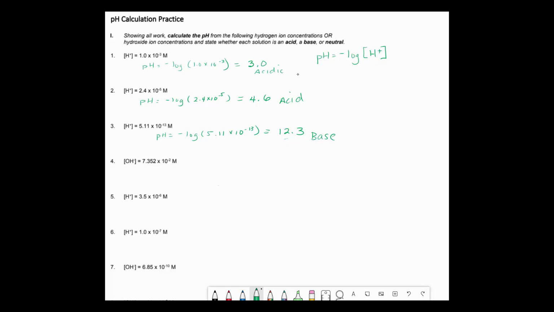So what we're doing is defining that when the pH is less than 7, we'll call that an acid. When the pH is equal to 7, we will call that neutral. And when the pH is greater than 7, we call that a base.